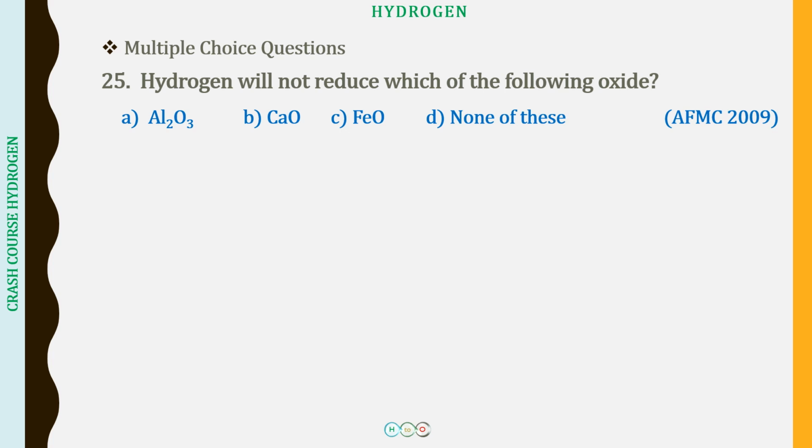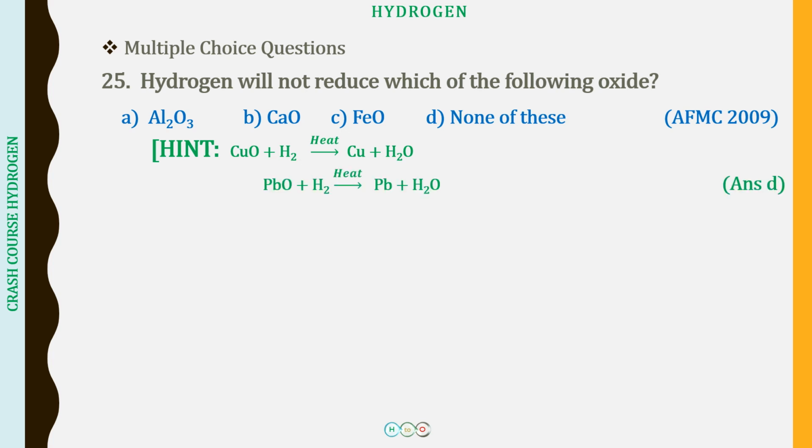So here what you have to remember is that hydrogen will be able to reduce only the oxides of those metals which are below iron in the reactivity series. For example, we have copper oxide being reduced to copper, lead oxide being reduced to lead, and so on. So aluminium oxide, calcium oxide, and iron oxides will not be reduced to the corresponding metal by hydrogen, and the correct choice is going to be D choice.